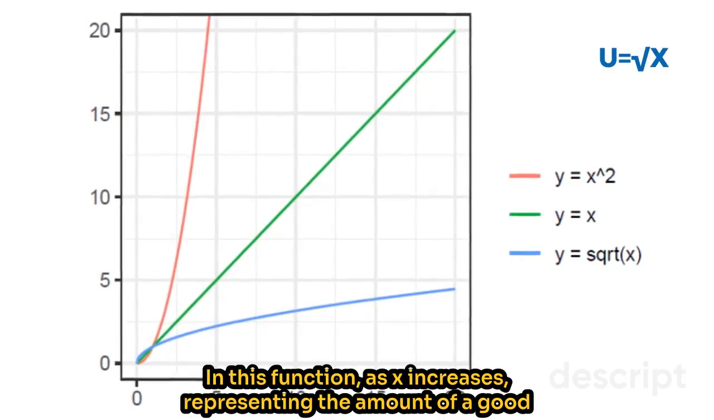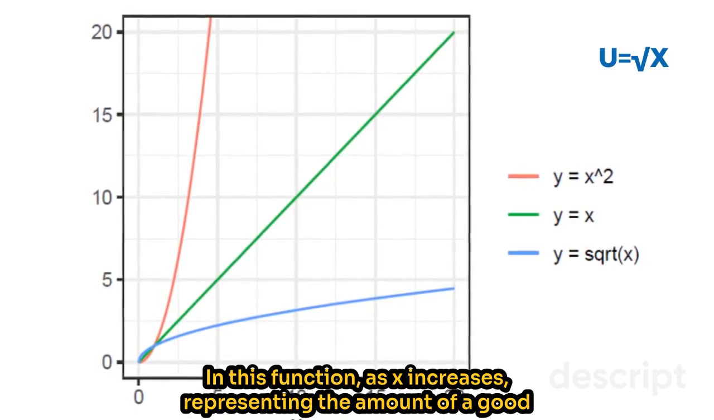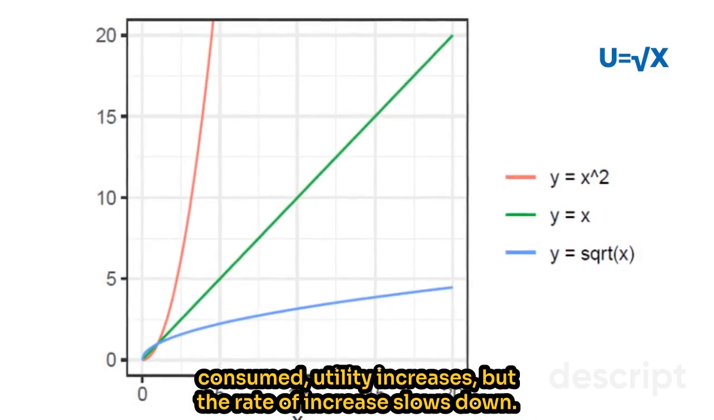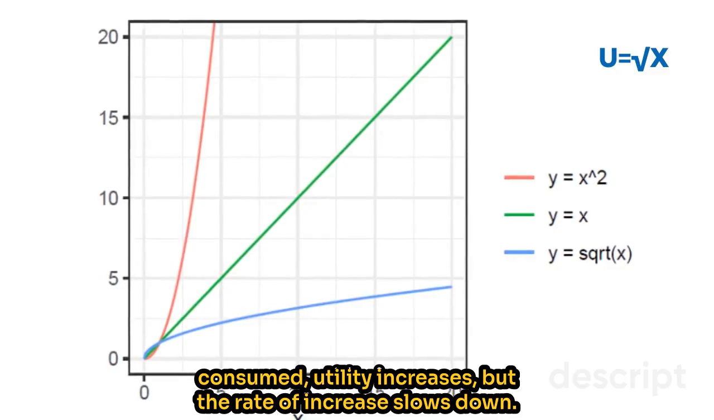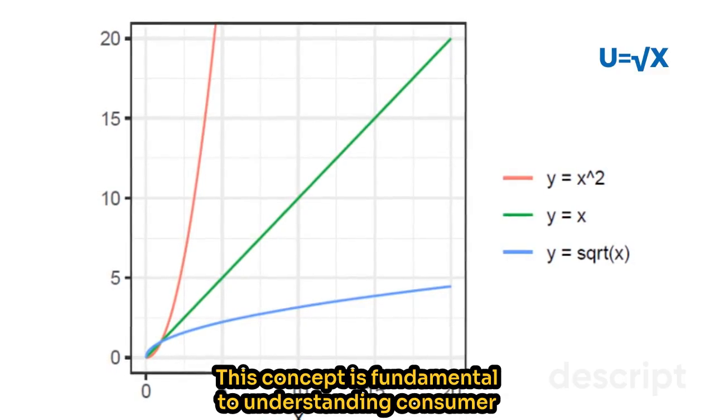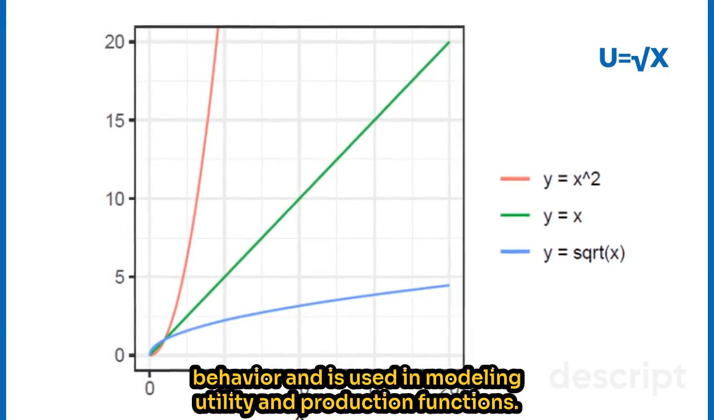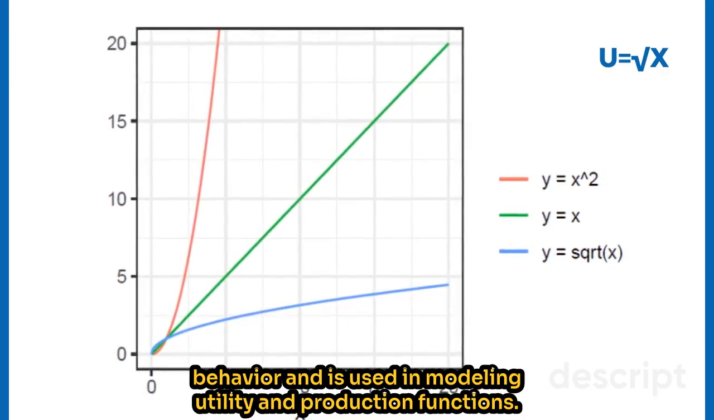In this function, as x increases, representing the amount of a good consumed, utility increases, but the rate of increase slows down. This concept is fundamental to understanding consumer behavior and is used in modeling utility and production functions.